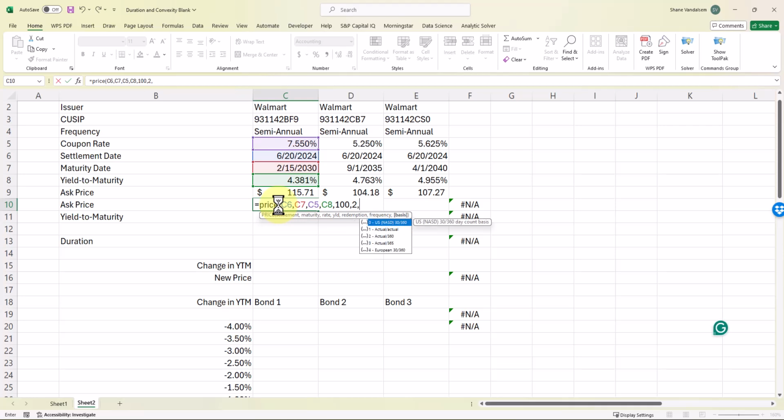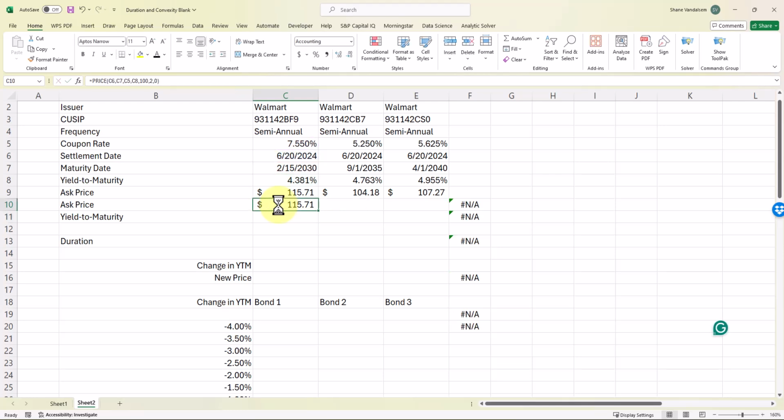And then finally, the basis. Again, these are corporate bonds traded in the United States. Most of those are traded on a 360-day count basis, assuming 30 days per month, 12 months per year, so 360 days per year, and the interest accrues based on that basis. So we're going to put 0 in there. And so I get the same answer.